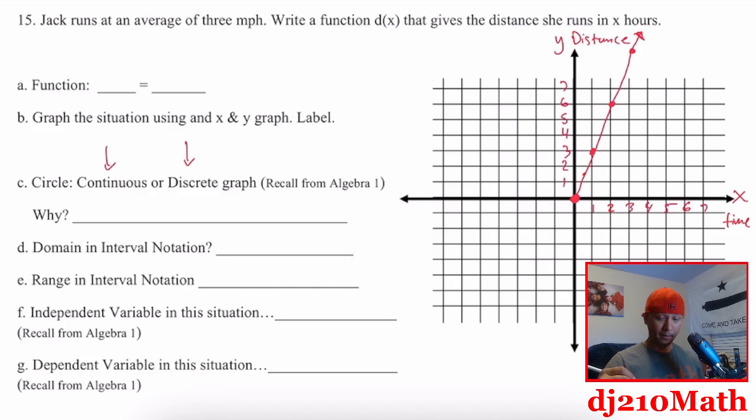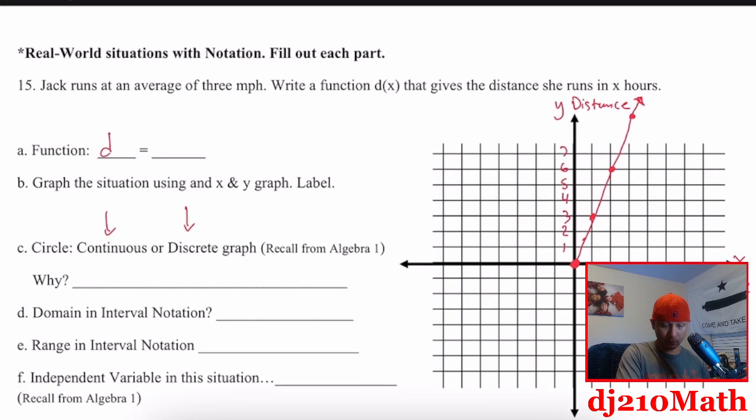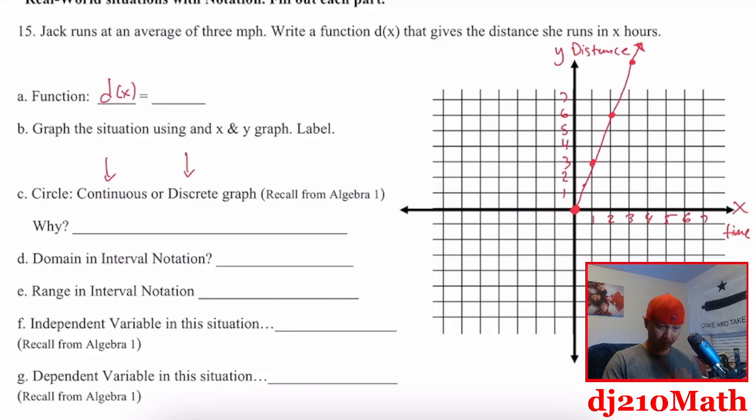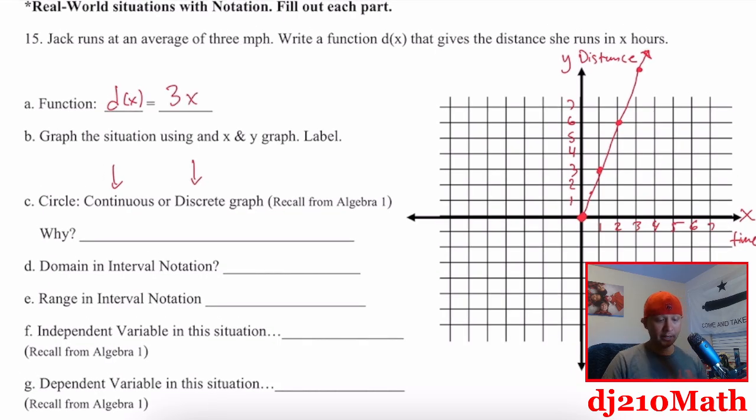All right. For this particular example, the function we'll call d of x is going to be 3x, right? Because every hour she went 3 more miles. 0 times 3, 1 times 3, 2 times 3. It's all on this line. Then we graphed it. Is it continuous or discrete? Well, it's continuous, because it's a continuous line. Time is continuous.